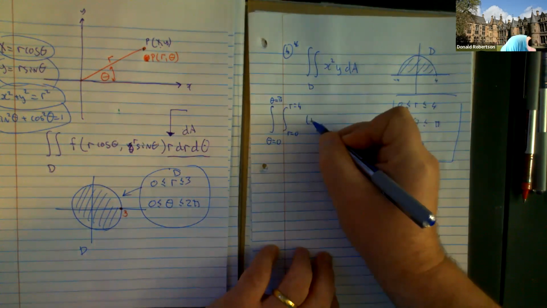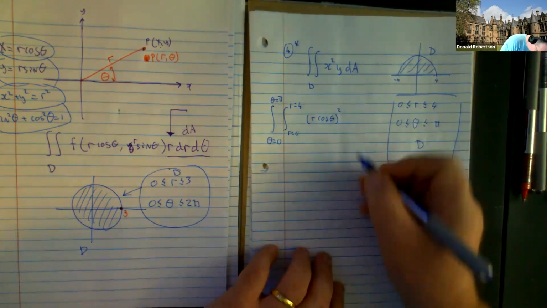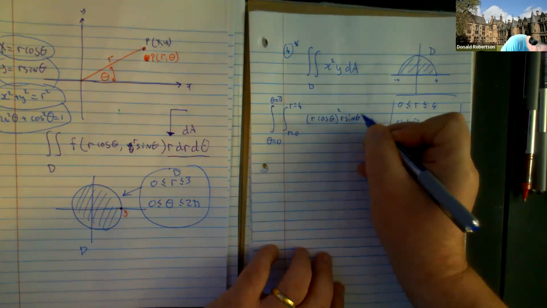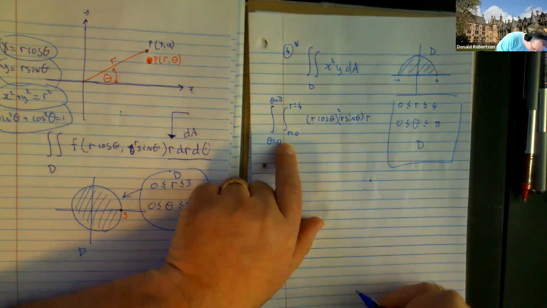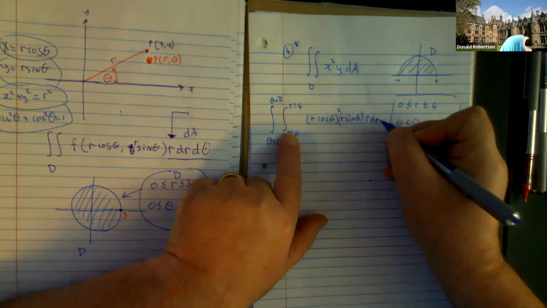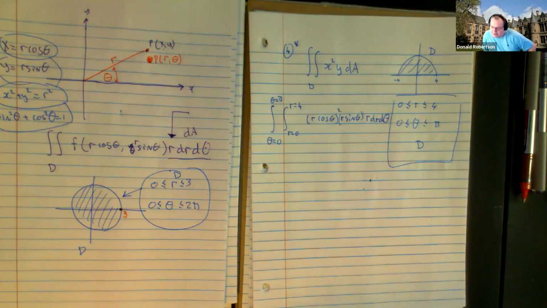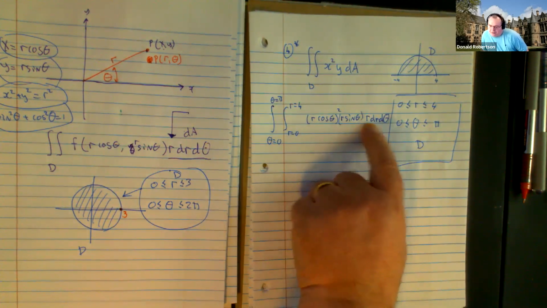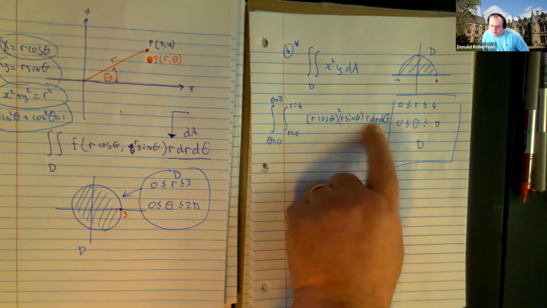X squared is going to become (R cosine theta) squared. Y is going to be R sine theta. And the dA is going to become R, remember that weird R, in this case dr d theta. Are you comfortable about how we set up the rest of this double integral? x squared, y, and the dA.